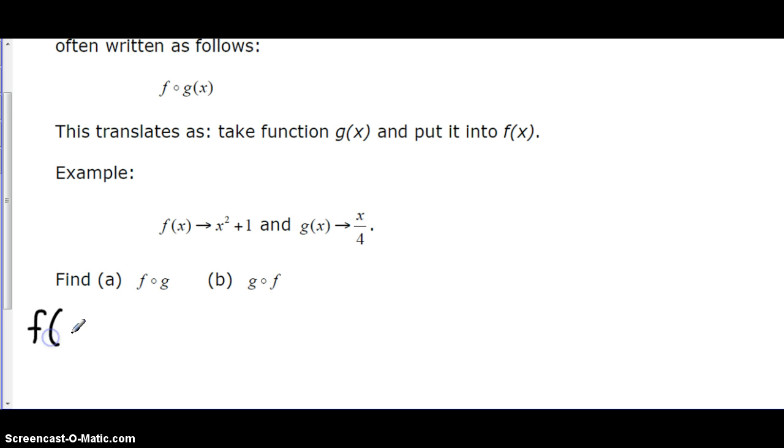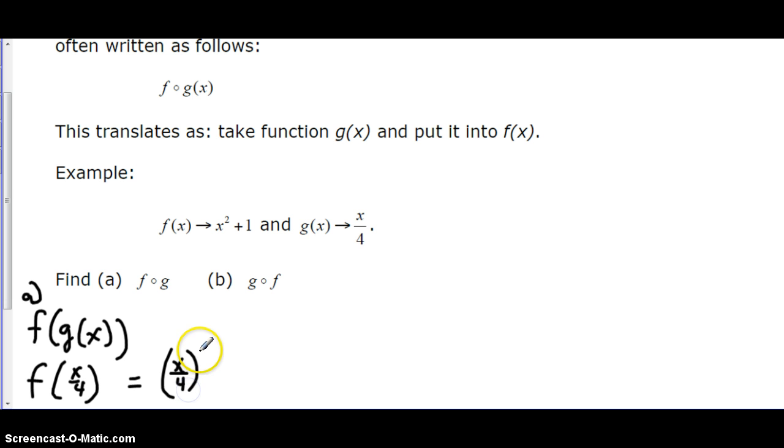Let's first find f of g, and we're going to put g of x inside of f of x. So x over 4 is going to go inside of the f function. x over 4 takes the place of every x inside of f of x. So we only have 1 x, but it is squared. So we're going to have x over 4, squared, plus 1.